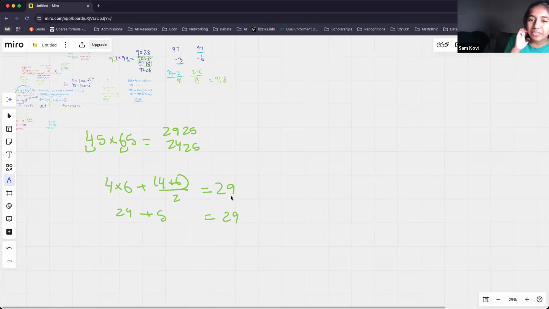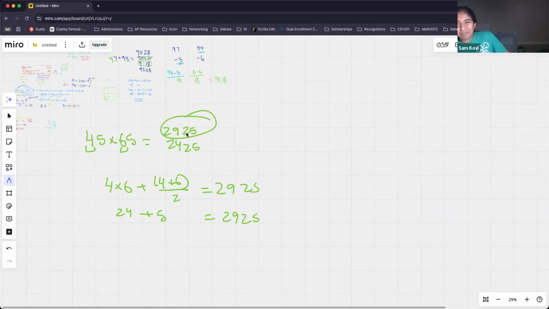Okay, and since my first two digits have the same parity, and by parity, I mean they are both even or both odd. In this case, they're both even. Then I will end with 25. So my last two digits are going to be 25. So that's what my final answer is, 29, 25, not 24, 25.